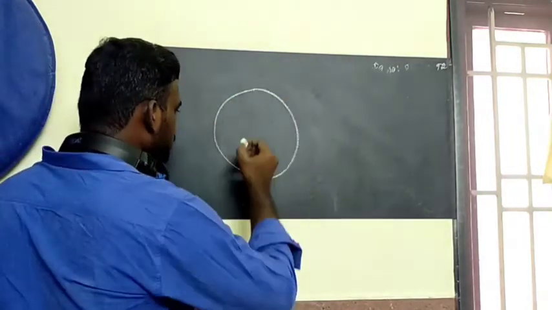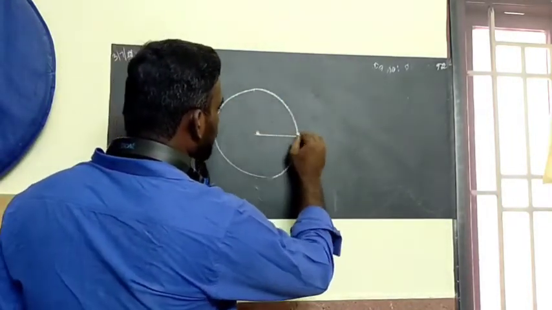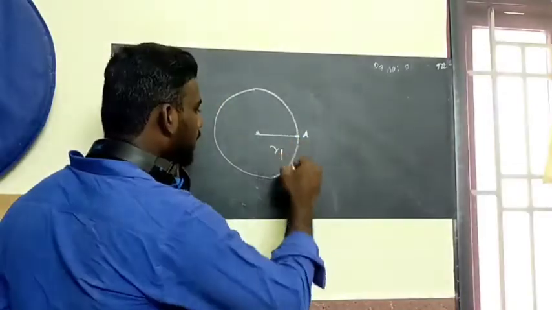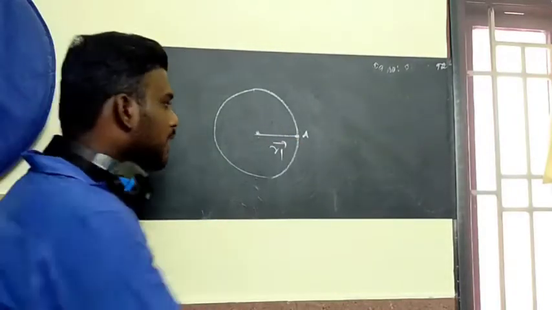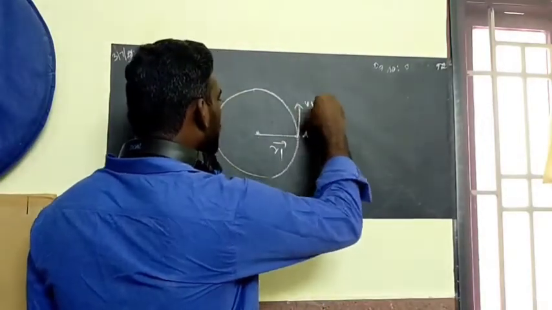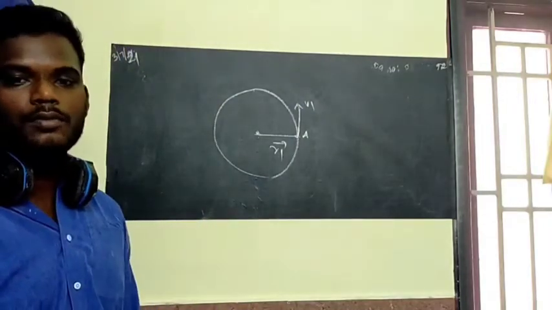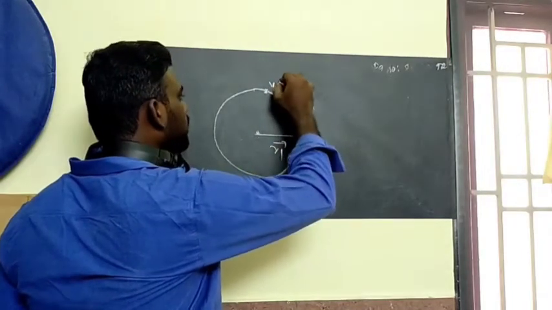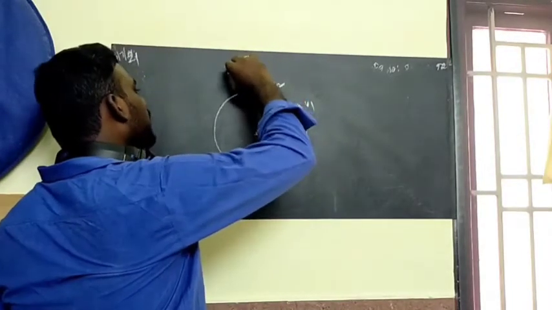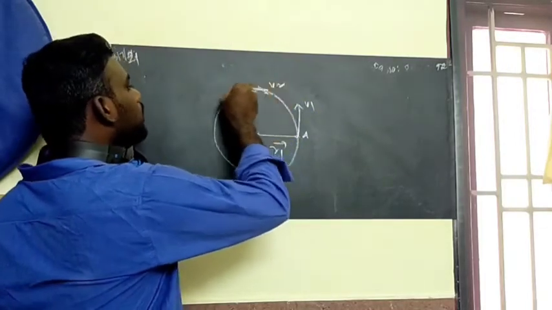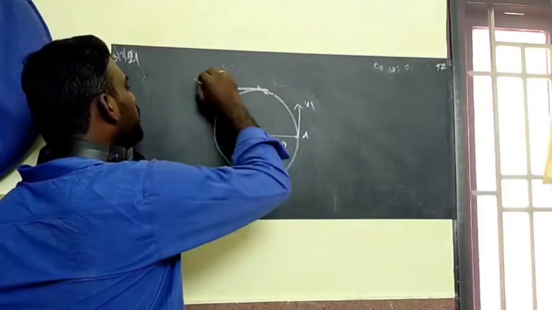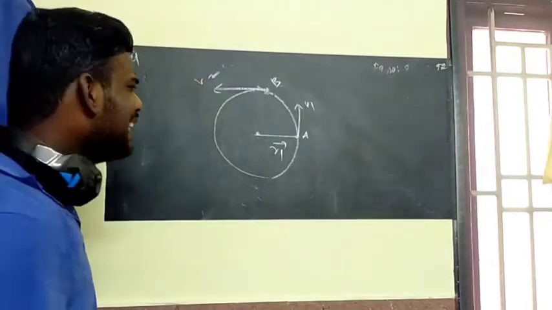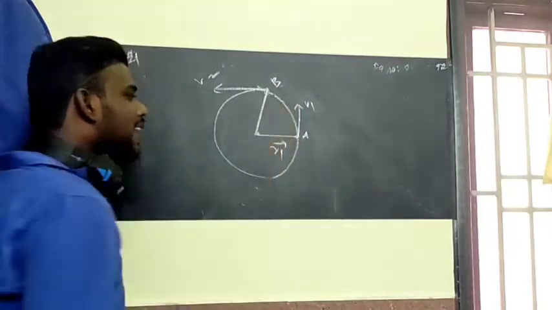So you can see that here there is one particle, located at point A. Then the position vector I can take as R1 vector. The velocity of the particle at this point is V1. Then after some time, this will be the position of the particle, and the direction of the velocity at this point will be tangential to the circle. This will be V2. And there is an angle.